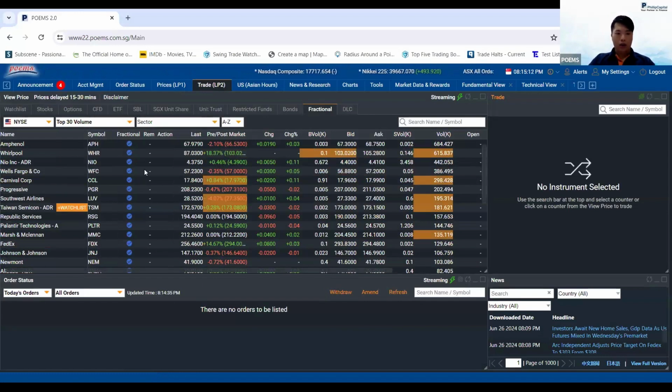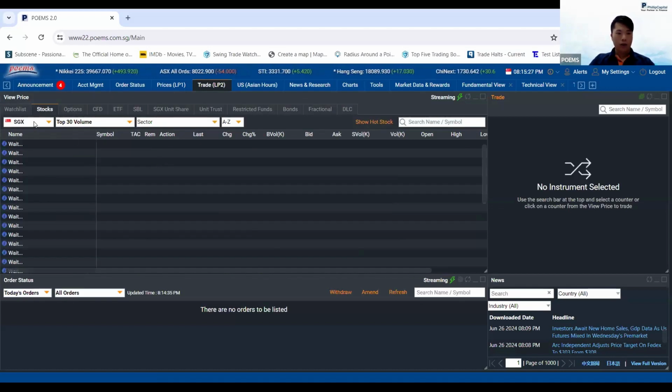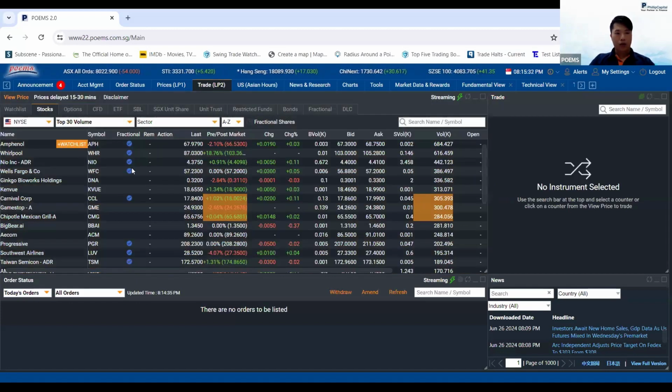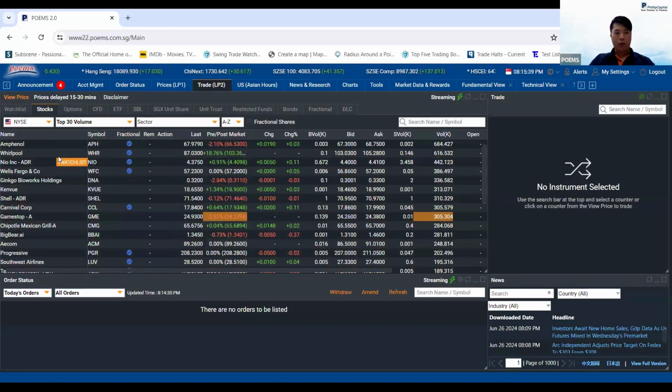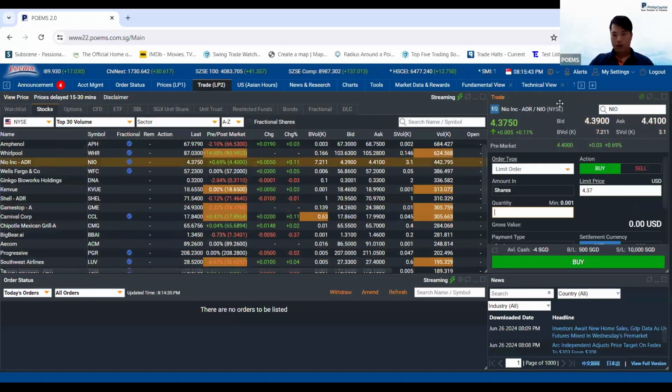And one of the indications, if you take a look here, is this fractional column. If you see a tick, this means that the counter is available for fractional shares. So let's say you are at stocks, and you filter by, let's say, NYSE. You see here, all these are fractionable counters. So that is the first thing for the POEMS web. Now, if you were to double click on the counter, there will be this trade box.